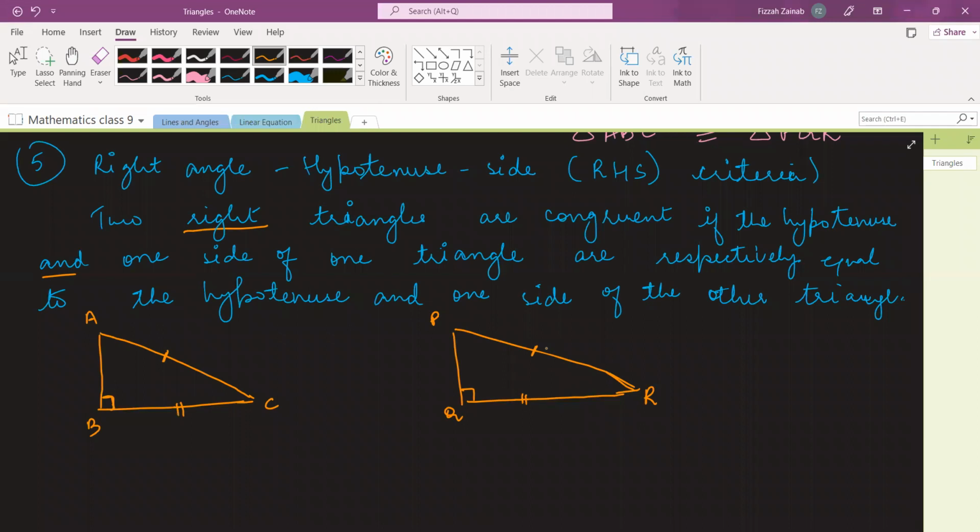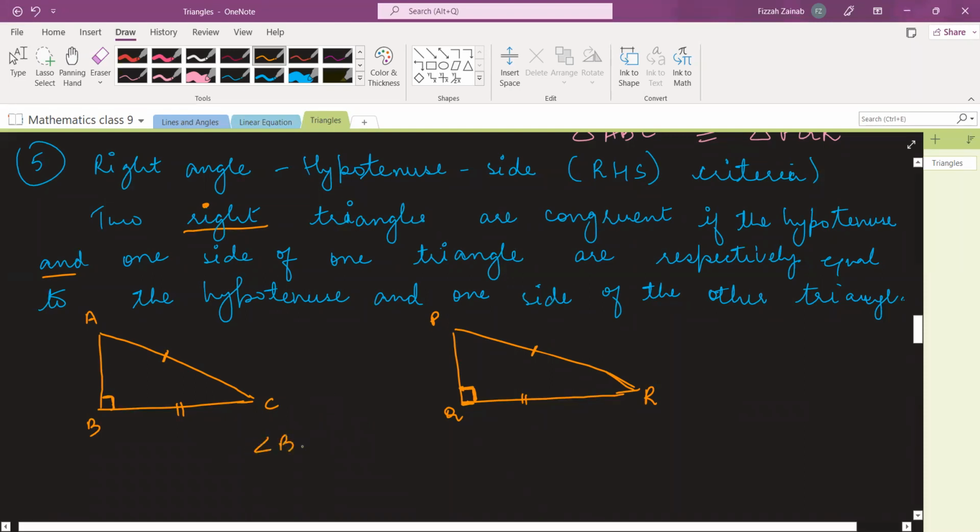Because already they are both right triangles, we are not saying separately that one angle is 90 degree, because we have already used the term right triangle. That means obviously one angle is 90 degree in both. So basically one angle is matching here, which is 90 degree. Then length of the hypotenuse is same and any other side is same. So if these three criteria are satisfied, we say that they are congruent.